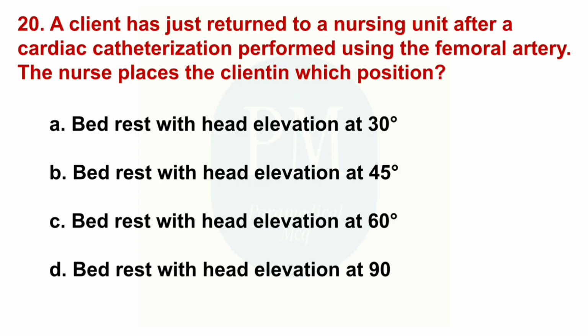A client has just returned to the nursing unit after a cardiac catheterization performed using the femoral artery. The nurse places the client in which position? Option A, bed rest with head elevation at 30 degrees. Option B, bed rest with head elevation at 45 degrees. Option C, bed rest with head elevation at 60 degrees. Option D, bed rest with head elevation at 90 degrees. The correct option is option A, bed rest with head elevation at 30 degrees.